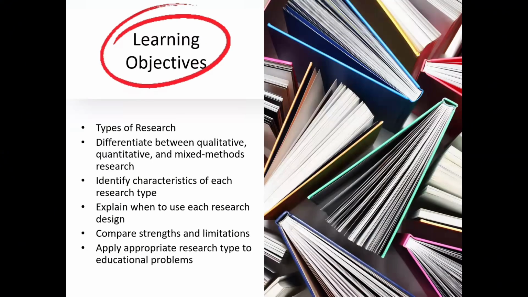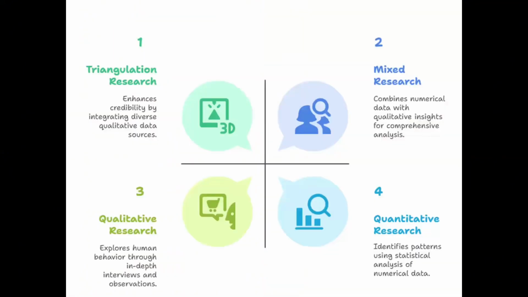So what are the learning objectives for this lesson? You'll be able to identify the types of research, differentiate between qualitative, quantitative, and mixed method research, identify characteristics of each research type, explain when to use each research design, compare strengths and limitations, and apply appropriate research types to educational problems. So let's look at the types of research.